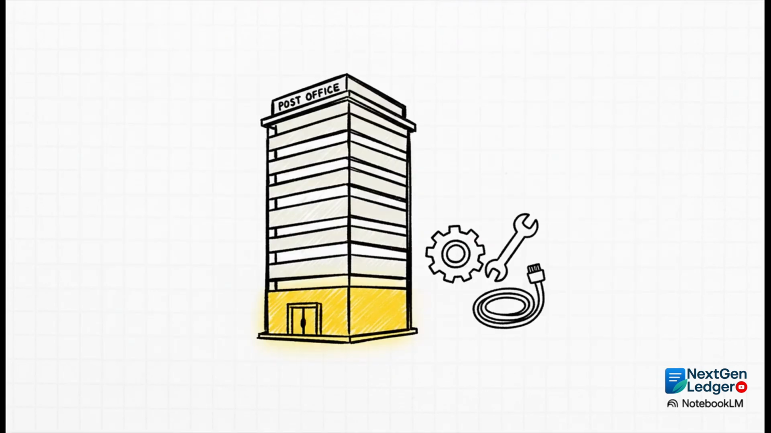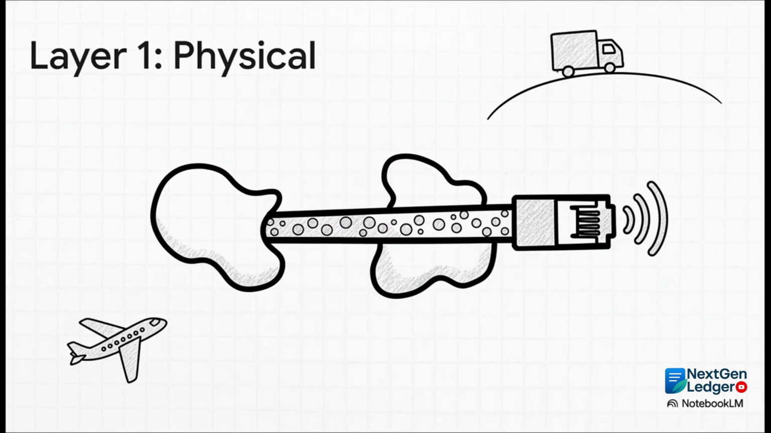Please stands for layer 1, the physical layer. This is the absolute bedrock of the whole system, the nuts and bolts. This layer is all about the stuff you can actually touch, the cables, the fiber optics, the radio waves for Wi-Fi. In our analogy, it's the mail trucks, the roads, the airplanes. This layer has no idea what it's carrying. Its only job is to move raw ones and zeros from point A to point B.